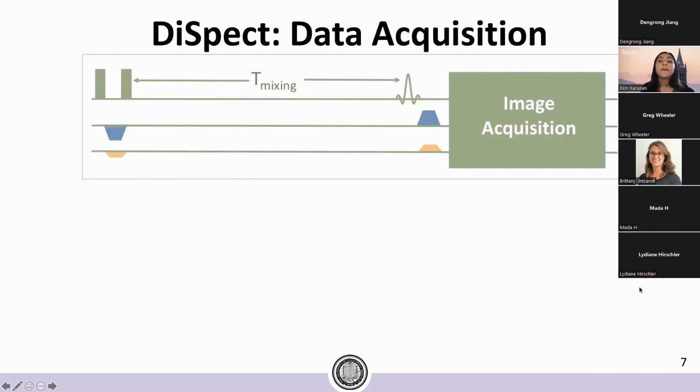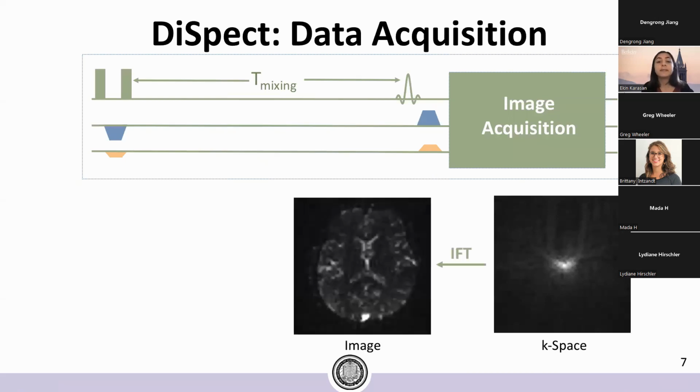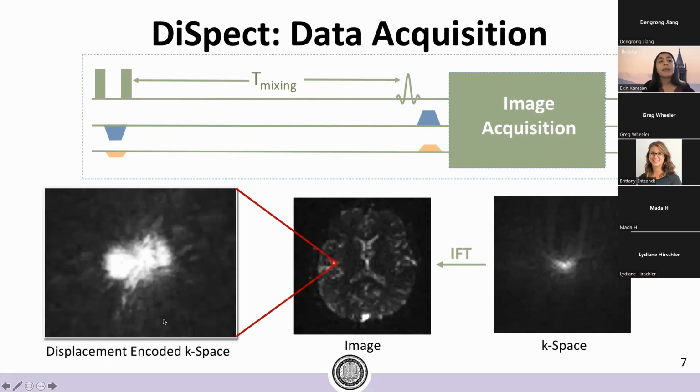Here's an overview of our data acquisition process. With each of our acquisitions, we acquire a 2D k-space, and we can perform regular image reconstruction to obtain an image from this k-space. Each voxel in our image for this particular case will have a 2-dimensional displacement spectrum, and our displacement spectrum is 2-dimensional because we're varying these displacement encoding gradients shown here along 2 separate axes. Here we're showing the displacement encoded k-space, which is just the k-space of our displacement spectrum.